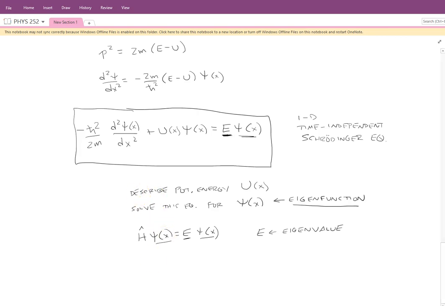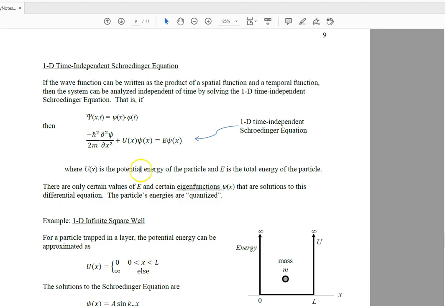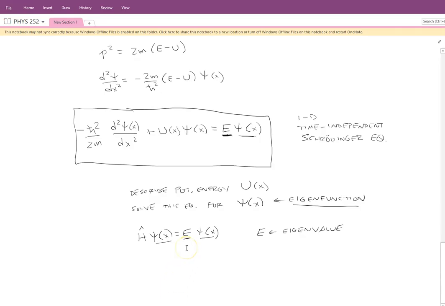Look at the summary notes again, and this will summarize what you need to know. Really all you need to know is, can you write down the 1D time-independent Schrodinger equation, and know what we mean by the eigenfunctions, which are these little psi of x's, and that the energies are the eigenvalues. The energies are quantized, so there are certain energies that go with certain eigenfunctions. Oh, one more word before we wrap it up.